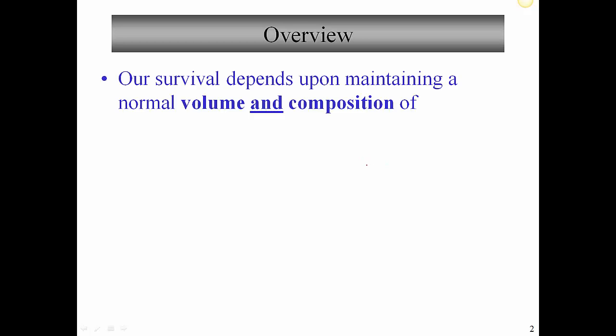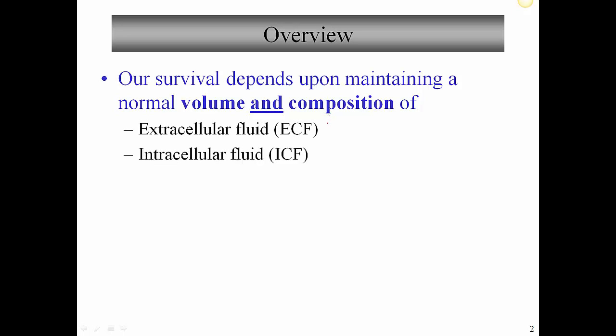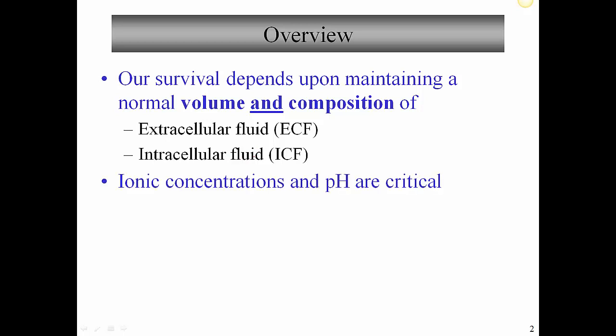Okay, so let's begin with an overview of what we're going to be talking about. First of all, we need to know that our survival really depends upon maintaining a normal volume and composition of both the extracellular fluid and the intracellular fluid. Now, extracellular fluid, as you can imagine, is all the fluid that's outside of cells. Intracellular fluid is all the fluid that's locked up inside the tiny cells in our body, all 70 trillion of them. And ionic concentrations of body fluids are extremely important, as is pH.